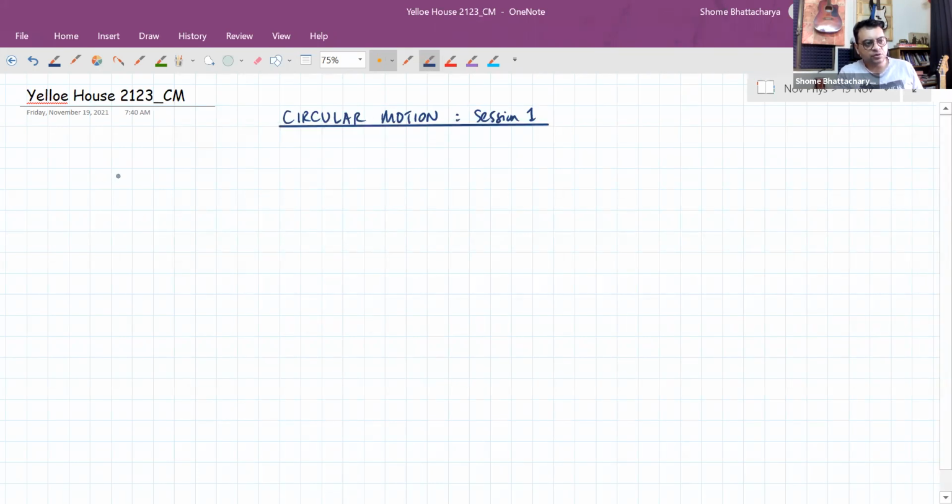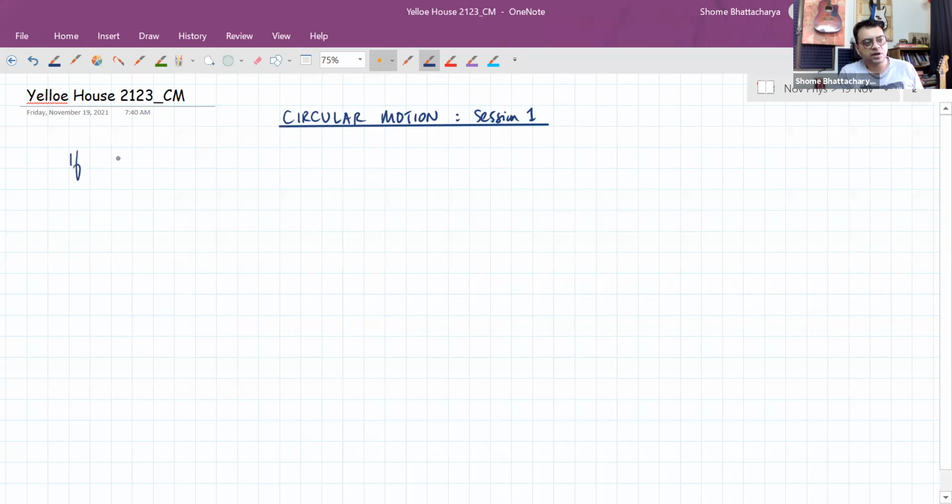Okay, so by definition, what is a circular motion? It is a motion of a particle or a body such that its path is circular. So it comes from the definition of a circle in mathematics, which is that a circle is a closed figure lying in a two-dimensional plane, such that any point on the circle is equidistant from the center of the circle. So accordingly, the definition of circular motion also comes from the same thing.